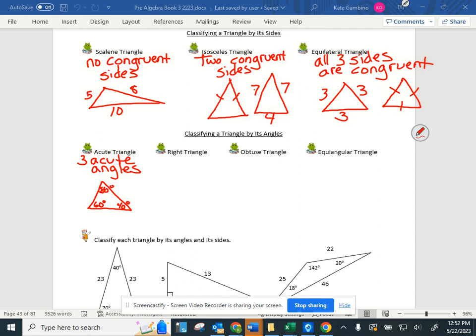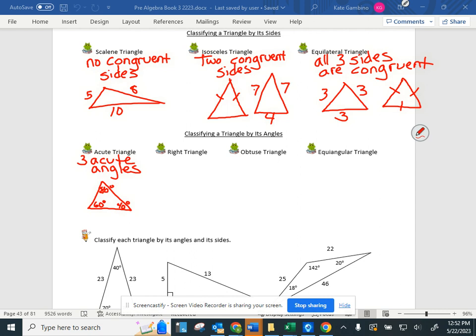On the test, you need to label. So you need to show that all 3 angles are acute. They are less than 90. And if we add them all up, they equal 180 degrees. A right triangle.